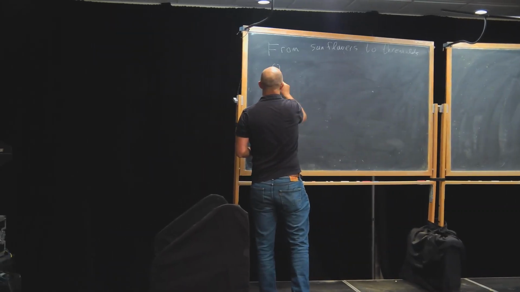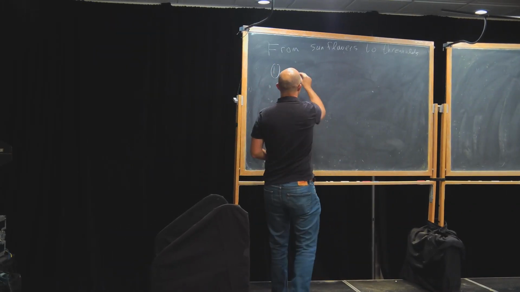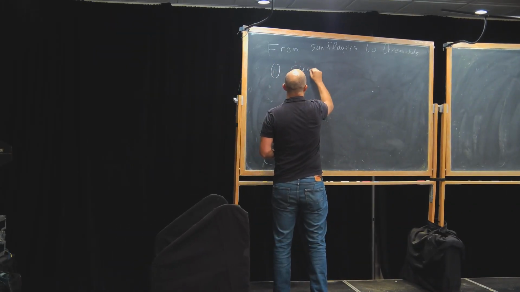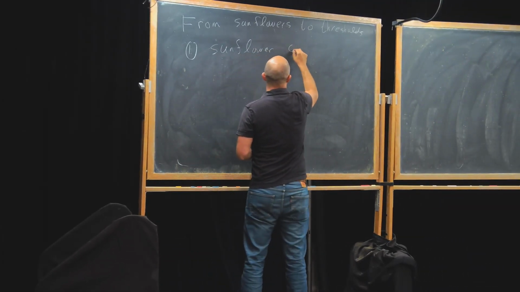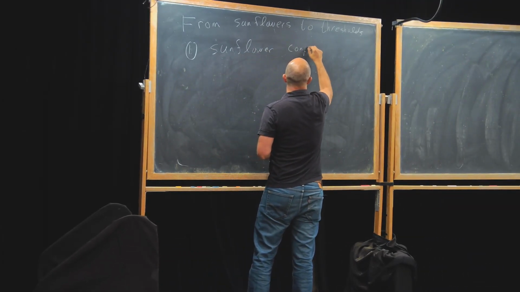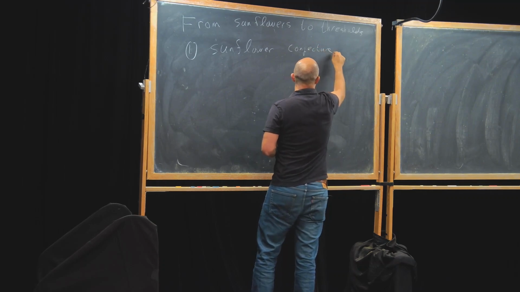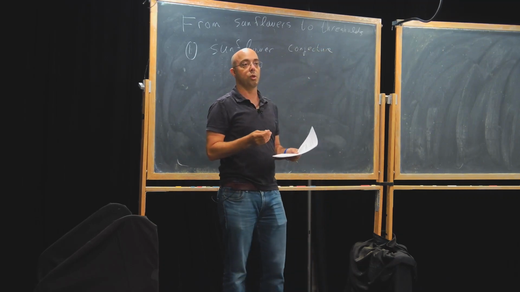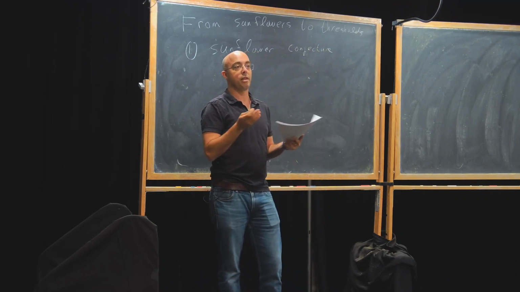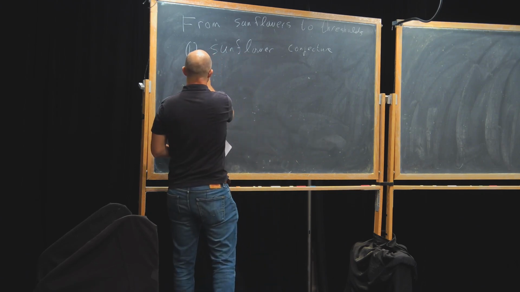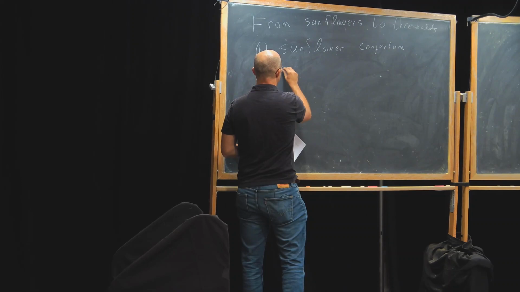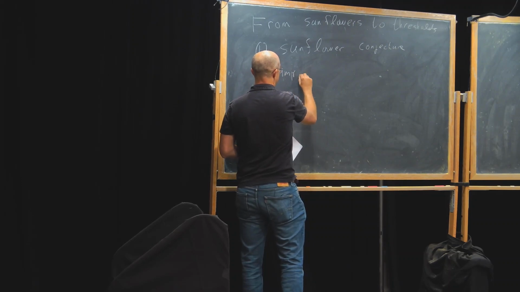So the first topic I'll talk about today is going to be about the sunflower conjecture. I mean, what it is, what the relevant definitions are, what people know about it, what the basic things are that we know and we don't know about it. OK. And then tomorrow, I'll start telling you about how to get improved bounds.